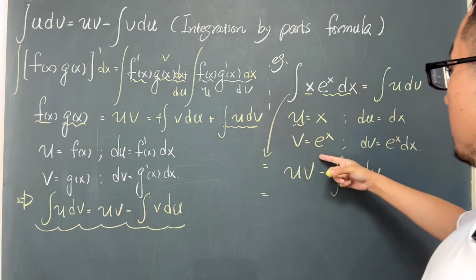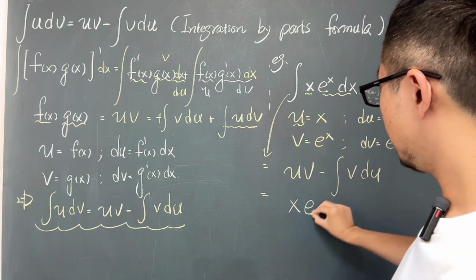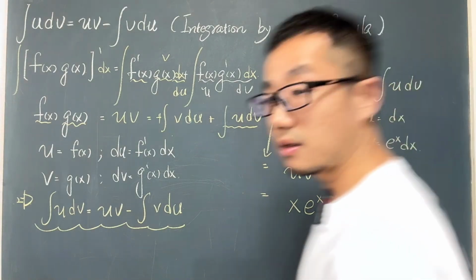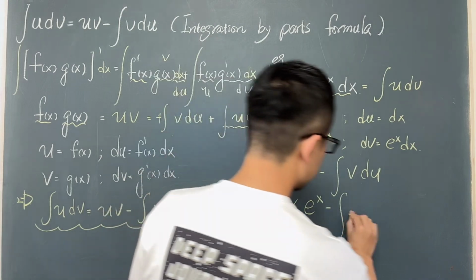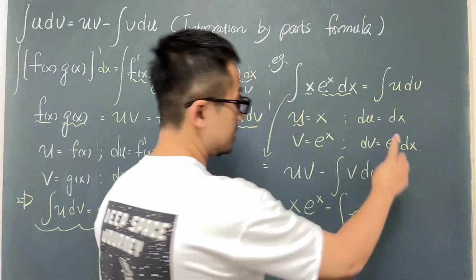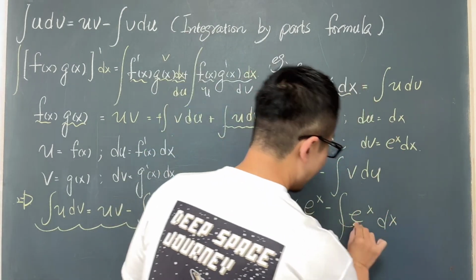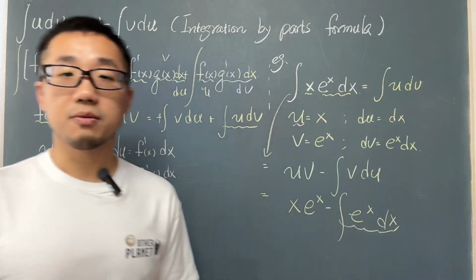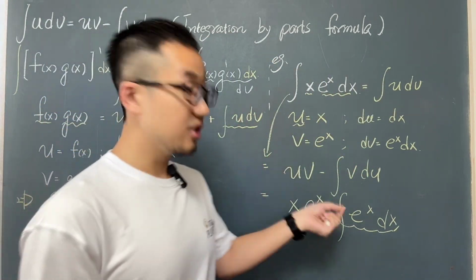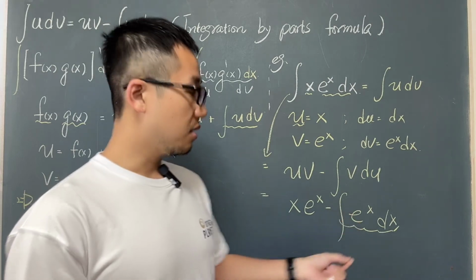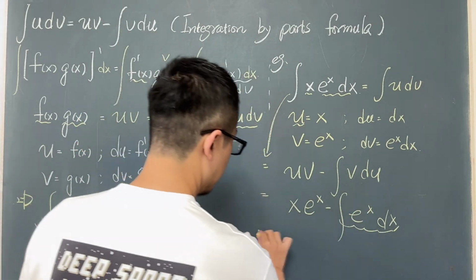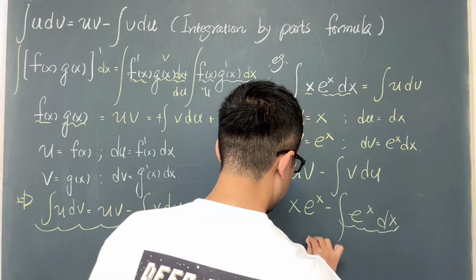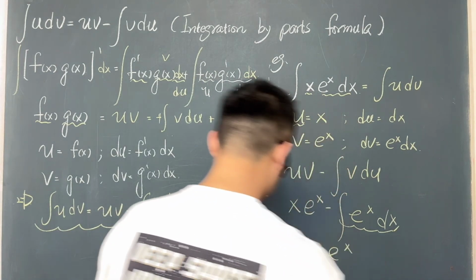And uv is x times e to the power of x. All right, and now try to integrate v du. v is an exponential function with the base e, and du is dx. This is an exponential function with the base e, so no matter how many times you try to differentiate it or integrate it, it always becomes itself. So this term should be x times e to the x minus e to the x.